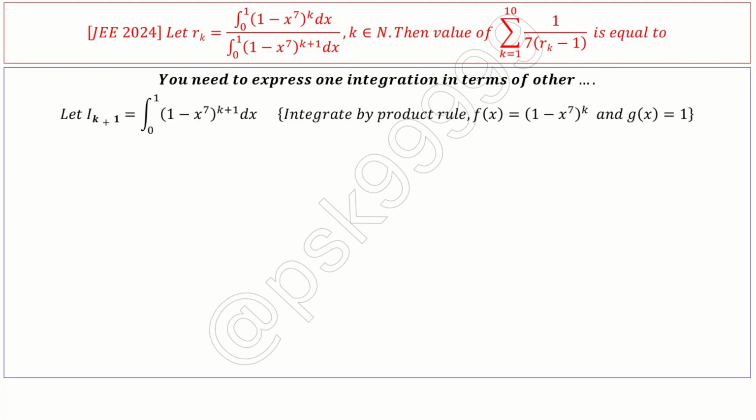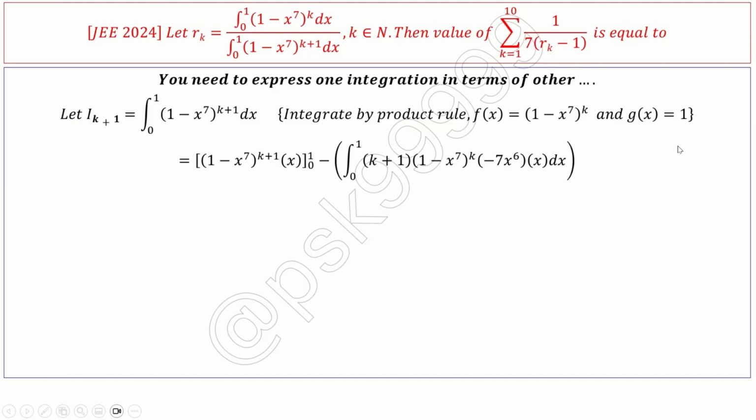Let's call the denominator I of k plus 1, which is equal to the integration from 0 to 1 of (1 minus x to the power of 7) whole to the power of k plus 1 dx. Integrate by the product rule. You take f of x as (1 minus x to the power of 7) whole to the power of k plus 1, and g of x equal to 1. So I am applying the product rule.